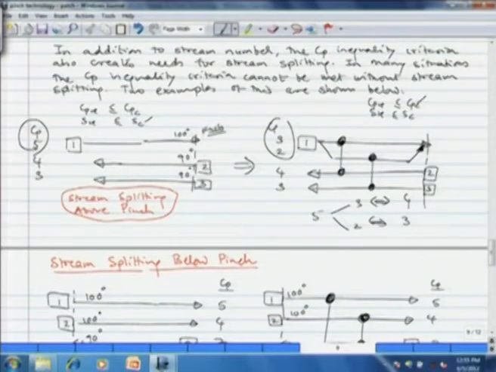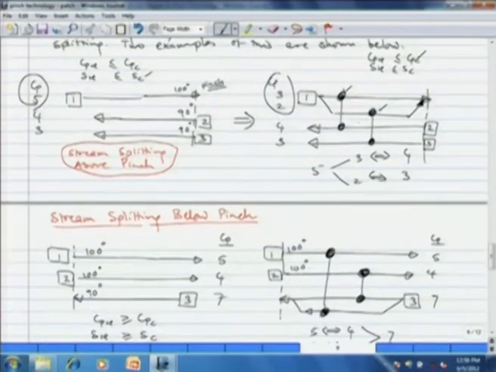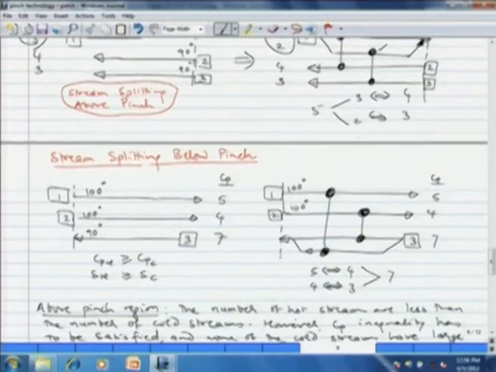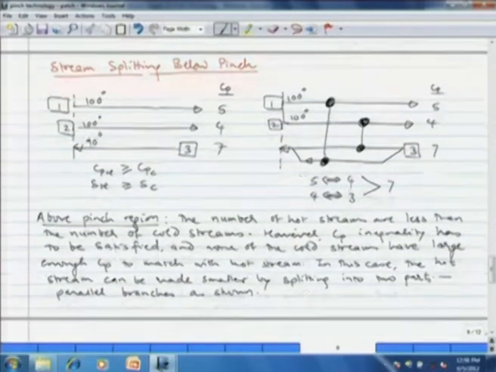So the Cp constraint is obeyed, and then the second branch of stream 1 with Cp equal to 2 is matched with the cold stream 3 with Cp equal to 3. So that constraint is also obeyed. So that means stream splitting may be required because of Cp inequality. A similar situation is shown for the below pinch region now. We have for the below pinch region 2 hot streams and 1 cold stream.